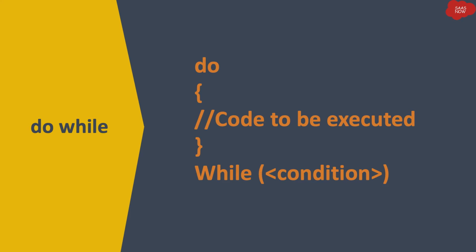Is it returning true? If it returns true, then it will execute the code again. And then again, it will check the condition. So until that condition becomes false, this code will continue to run. And once it is false, then the code will not be executed anymore. So the difference between do while and while is that in while, the code can only be executed if the condition is true. But in do while, the code will be executed once, and it will only be repeated if the condition is true. So that's the difference between while loop and do while loop.